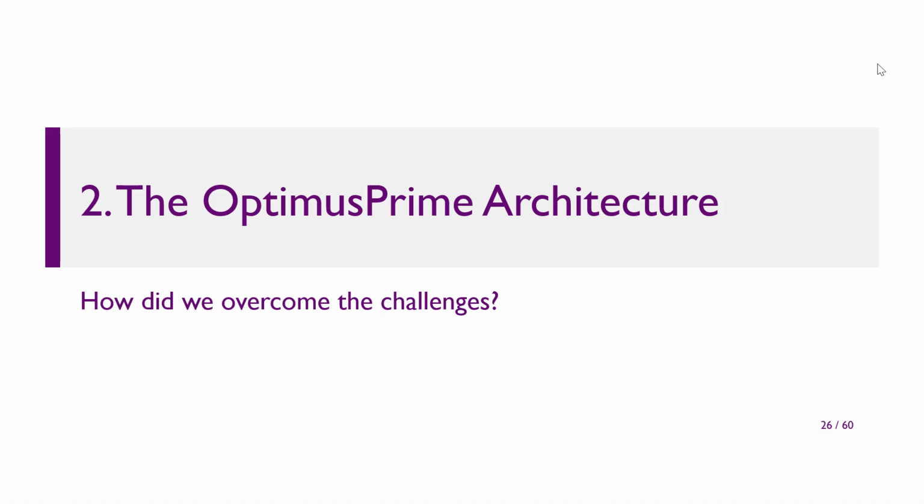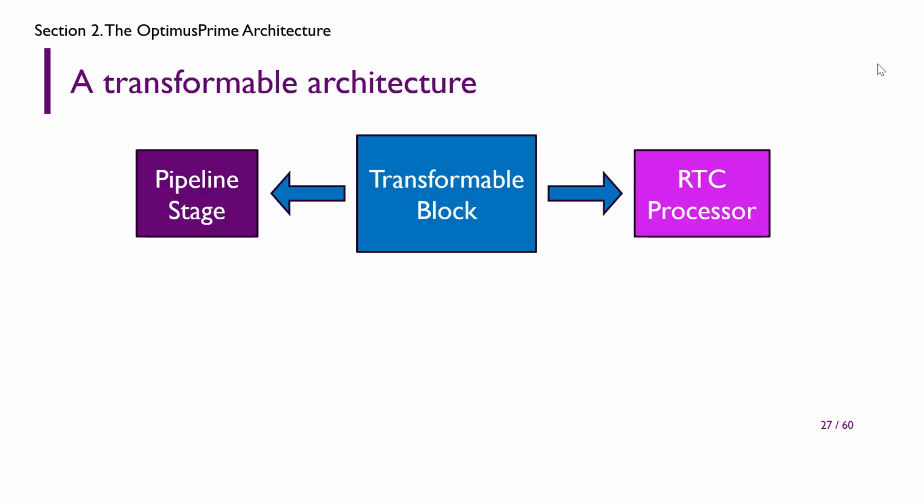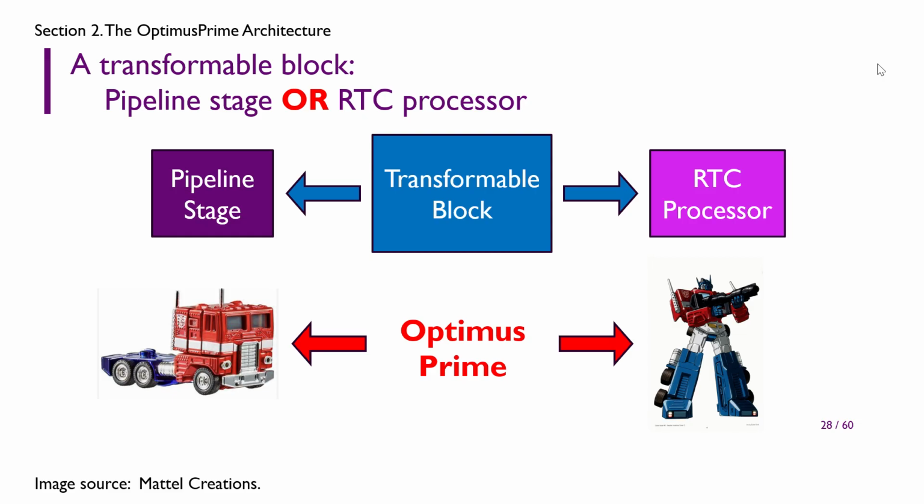So we move to the second part. We propose an architecture named OptimusPrime to overcome the challenges we listed above. First, we use a transformable architecture called a transformable block as a basic hardware unit to be allocated to the programs. A transformable block can be transformed to either a pipeline stage or an RTC processor. The ability of transformation is like that of transformers, so we call this transformable architecture OptimusPrime.